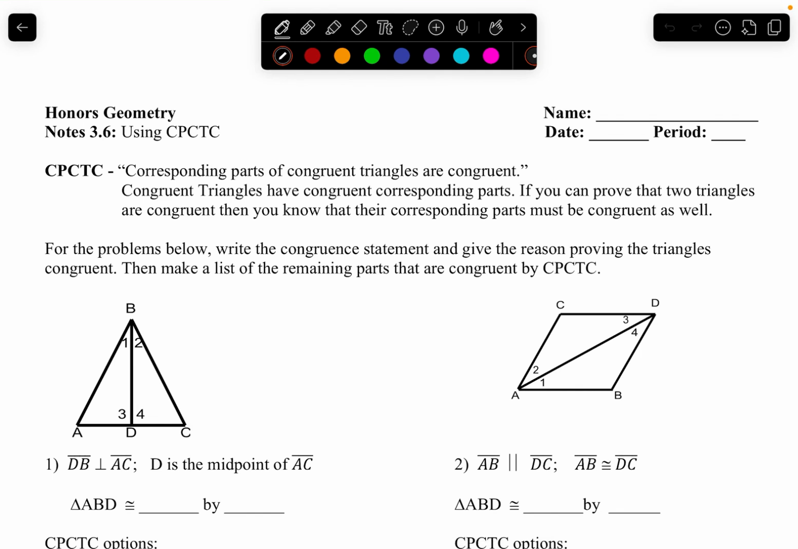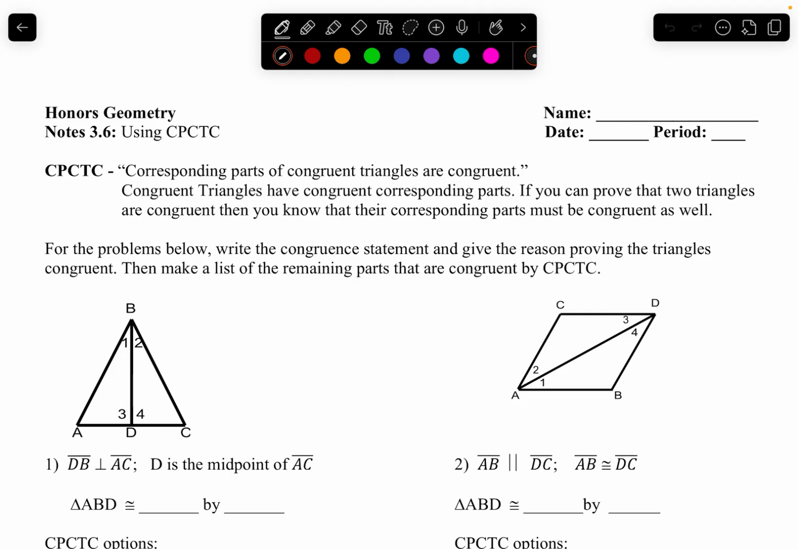Hello, everybody. This set of notes is going to be over 3.6 using CPCTC. CPCTC stands for corresponding parts of congruent triangles are congruent. Congruent triangles have congruent corresponding parts. If you can prove that two triangles are congruent, then you know that their corresponding parts must be congruent as well.